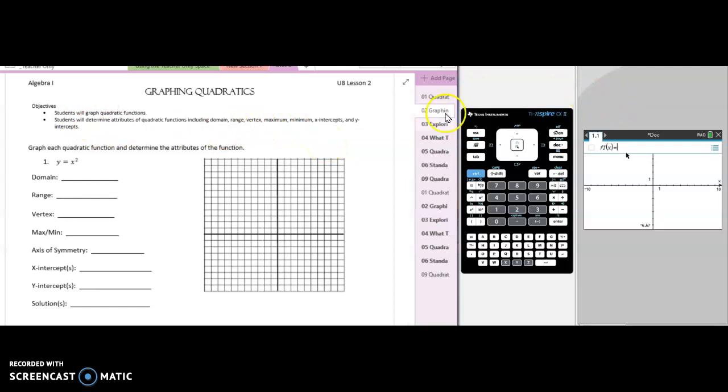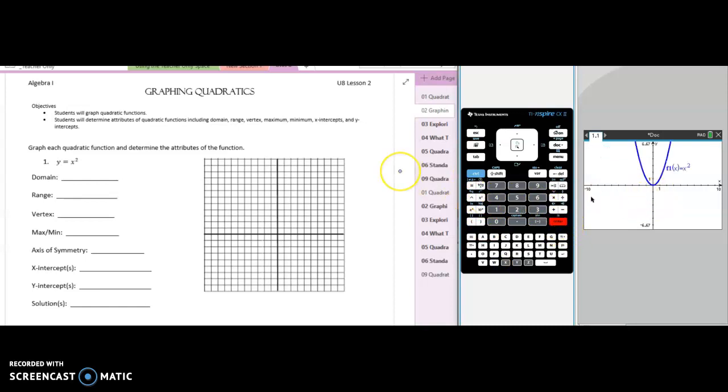Okay, so if you'll notice on the screen, I have a calculator page pulled up. If you don't have that, go ahead and pause the video and get your calculator software on your computer pulled up so that you can follow along, because I do want you to practice this. All right, so the first one we're going to do is y equals x squared. Remember, f1 of x is our fancy way of saying y. So we're just going to type in x squared and hit enter.